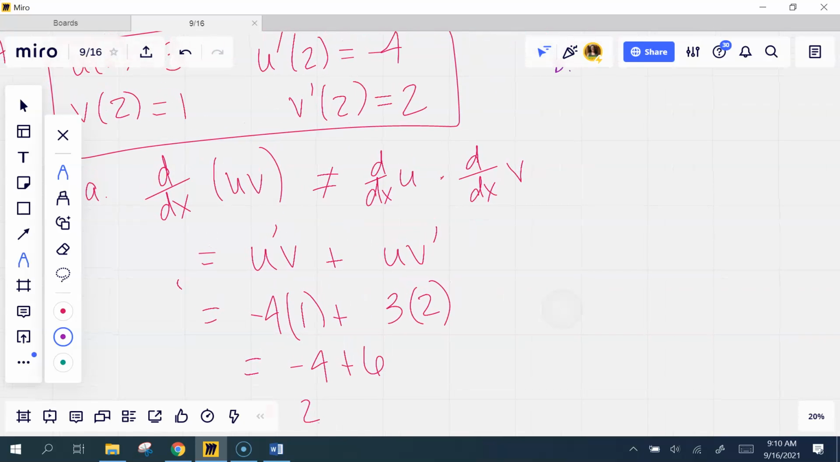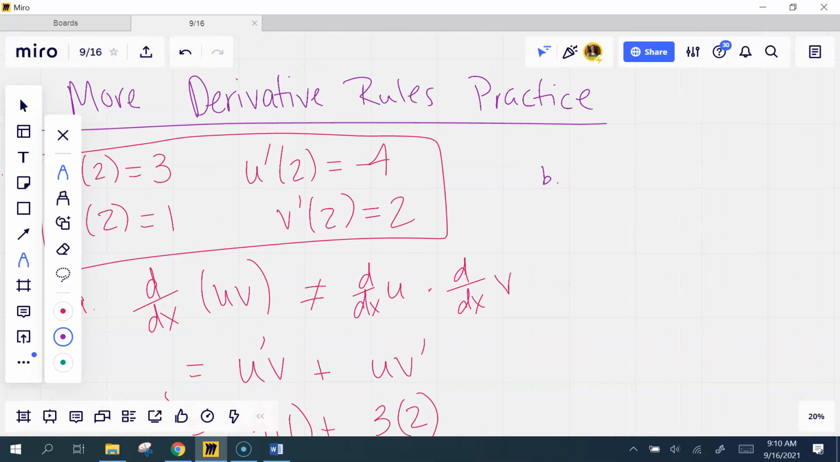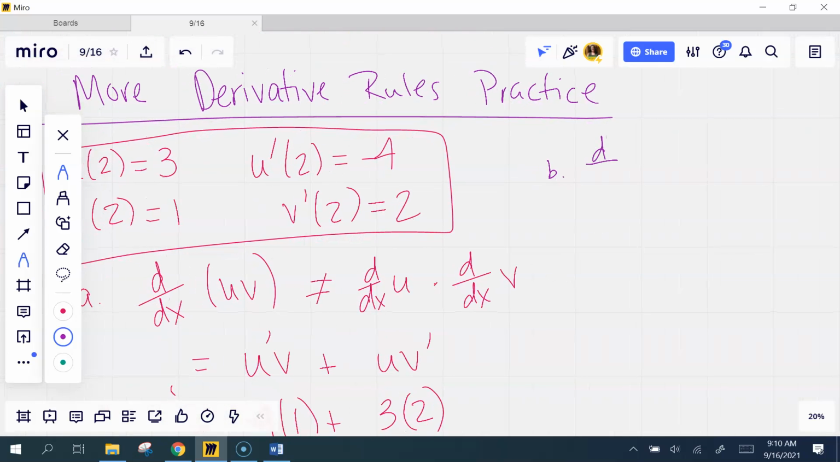All right, you try this one. What is the derivative, using the same information, of u over v? That's number 24, right? Yes, there are 4 parts.